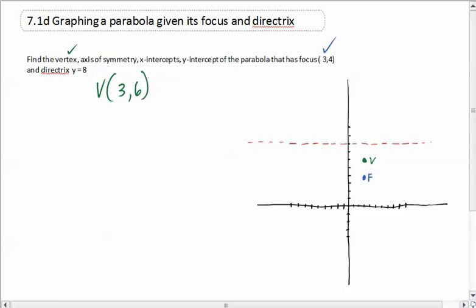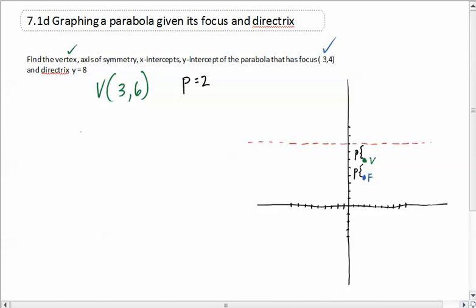That's going to help me to write my equation. So there's my vertex. My focus is already named. I have my directrix on there. So what do I get from this picture? I get the p, right? This is p and this is p. And the p is 2.